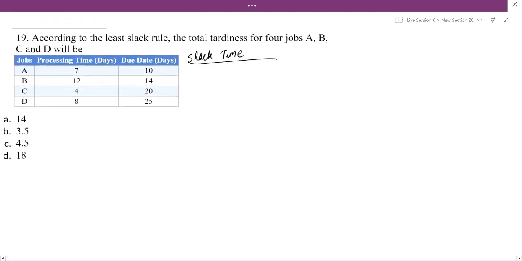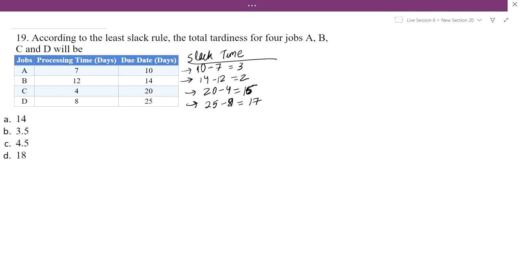So for the first job A, the slack time is 10 minus 7, which is equal to 3. The second job B, slack time is 14 minus 12, which is equal to 2. The third one is 20 minus 4, which is equal to 16. The next one is 25 minus 8, which is equal to 17.